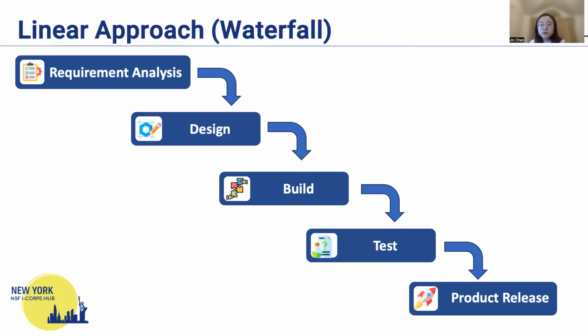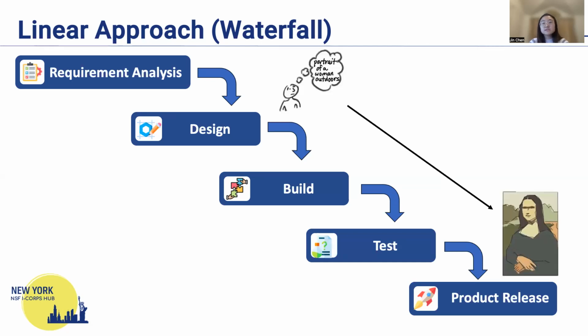So let's look at the linear approach first, which is also known as the waterfall. It is a traditional software development methodology that follows a sequential, step-by-step approach, which divides the process into multiple phases, and each phase must be completed before you move on to the next one, like a waterfall. So in the beginning, you need to interact with the user to understand their requirements, followed by the design and building of the product. Afterward, you need to test the product before release to the user. And there could be an additional support stage after the product release.